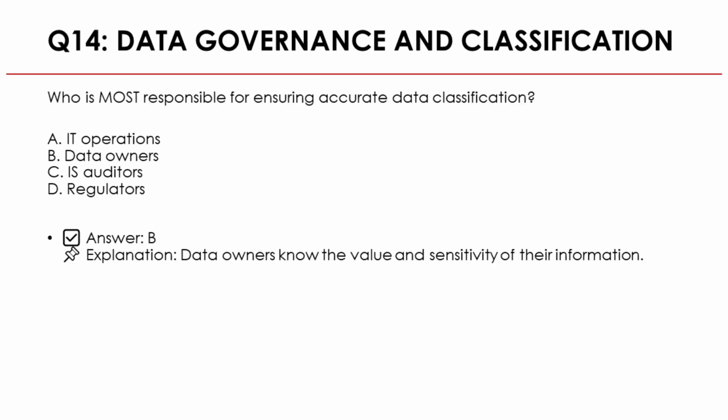Who is most responsible for ensuring accurate data classification? Option A, IT operations. They enforce, not decide. Option B, data owners. Correct, they know the sensitivity. Option C, information system auditors. They verify only. Option D, regulators. They set rules, not classify. Correct answer, B, data owners.